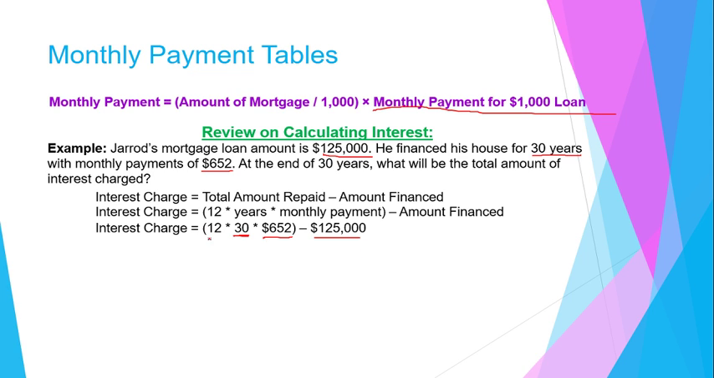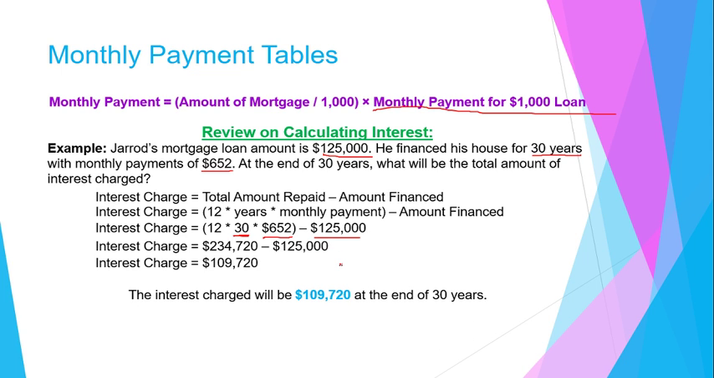Order of operations, we do everything inside the parentheses, which is 12 times 30 times 652. Plug that into your calculator, you get $234,720. Now you want to subtract the amount financed, which is $125,000, from that. That means at the end of 30 years, Jared had to pay an interest of $109,720. That is a big deal. That's almost buying another house right there. So keep that in mind. We're going to be using that formula on the next few slides as well.